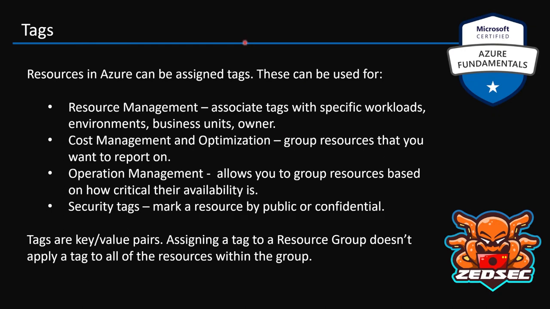Tags. So you can assign tags to resources in Azure. These can be used for resource management, so associating tags with specific workload environments, business units, and owners. Cost management and optimization, so group resources that you want to report on. And then operation management, it allows you to group resources based on how critical their availability is. And security tags, you can mark a resource by public or confidential so you know what security level to apply to it. Tags are basically key value pairs, and assigning a tag to a resource group doesn't apply the tag to all of the resources within the group.